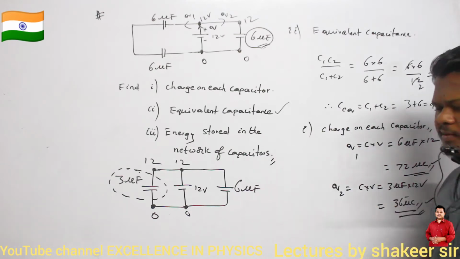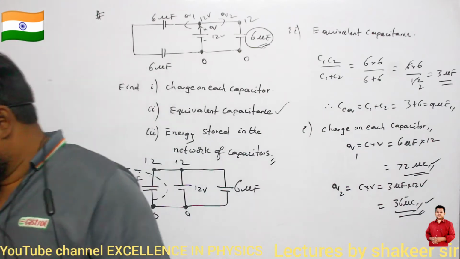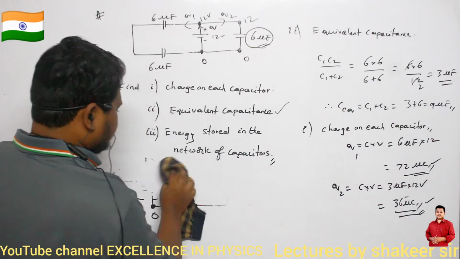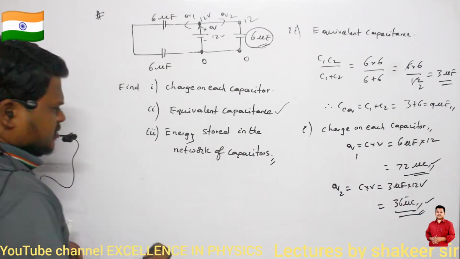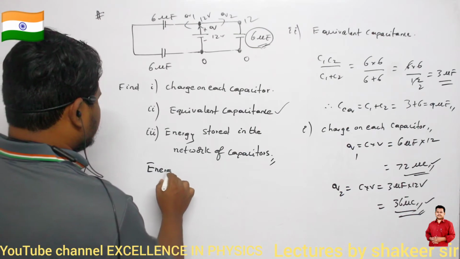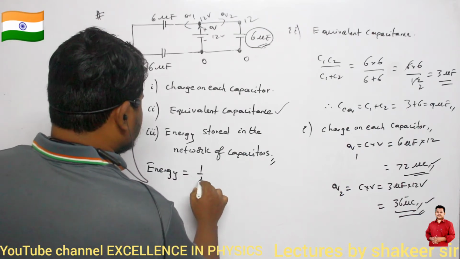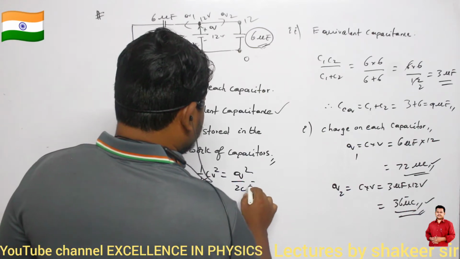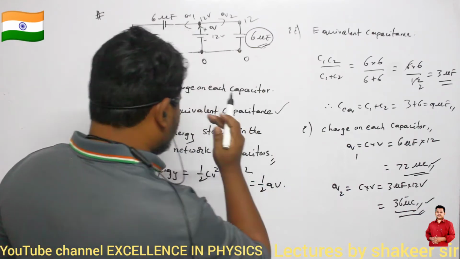Next, what about third question? Energy stored in this total circuit is how much? Energy stored formula is what? Energy stored, you can use any of the relations: half CV square, Q square divided by 2C, half QV. Any value you can use.